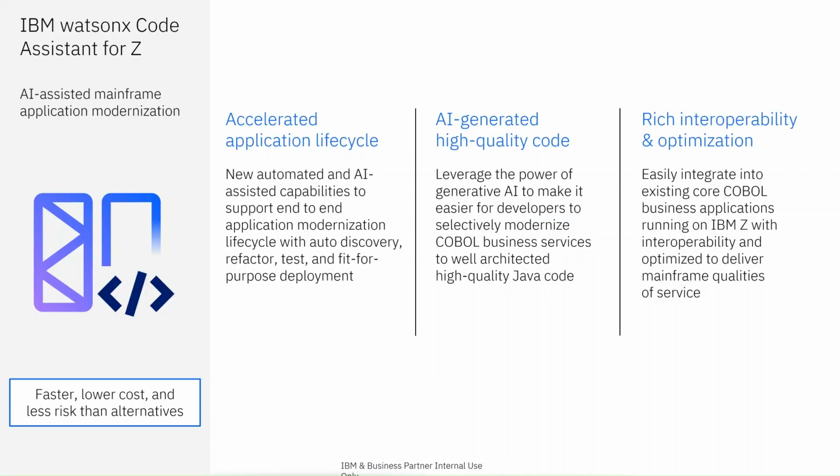There are three main points to highlight about watsonx Code Assistant for Z. The lifecycle approach. IBM is considering all the steps that clients have to take in their application modernization journey as part of this solution. Quality of the code. IBM can generate high-quality Java code that is maintainable and object-oriented, which is a big differentiator for this type of solution. Interoperability and optimization, meaning clients can leverage both COBOL and Java because both languages are strategic to IBM Z.